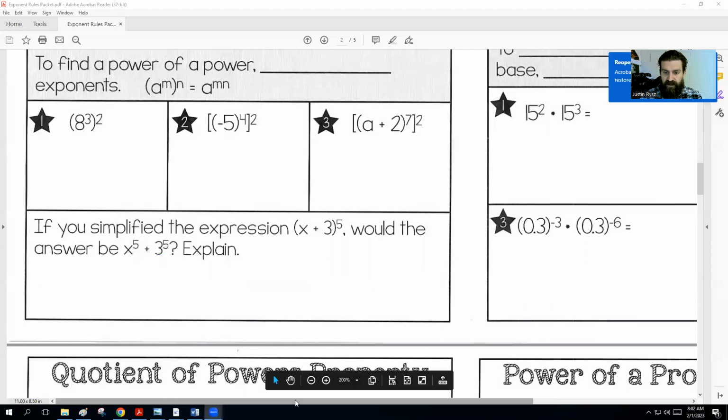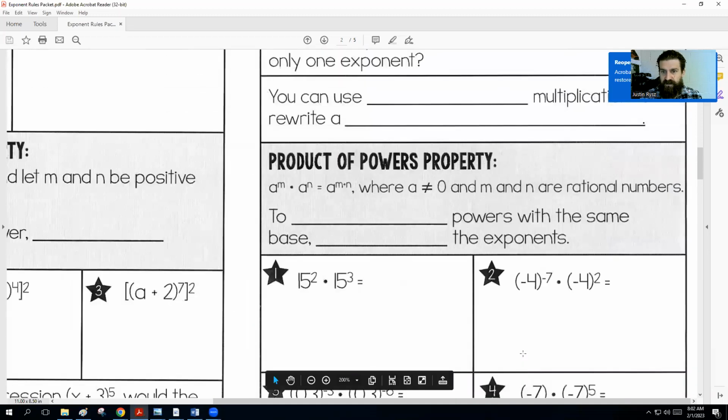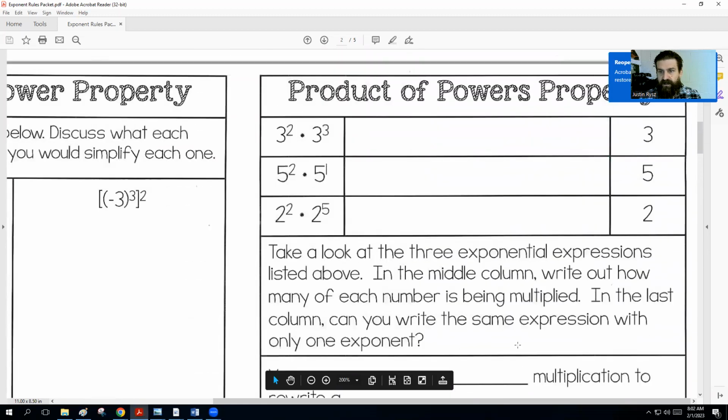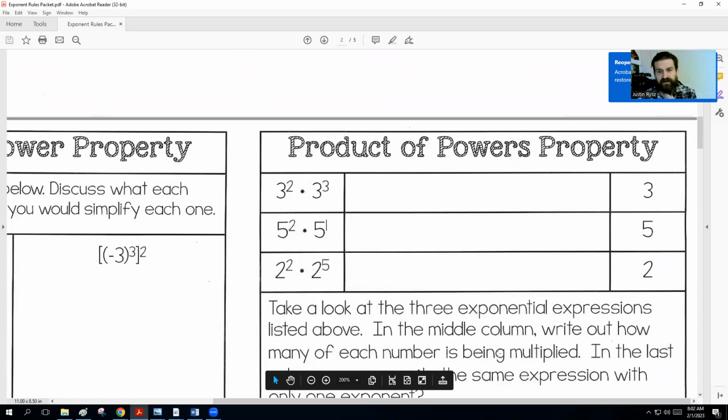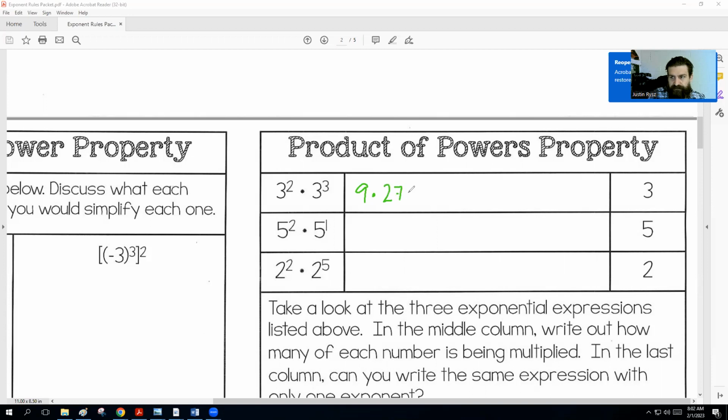Okay, the other thing we're going to look at in this first part today is, what if we take the product of powers? If we take the product of powers, what's 3 squared times 3 to the third? We know 3 squared is 9. 3 to the third is 27. And 9 times 27, we'll plug it in a calculator.